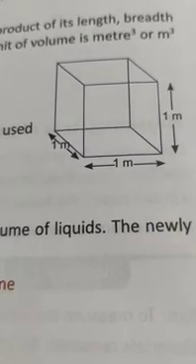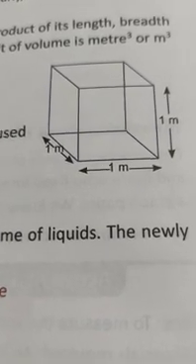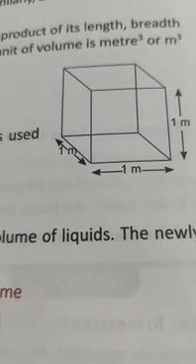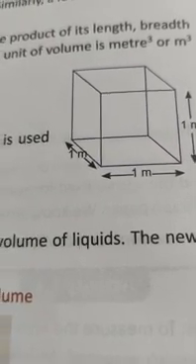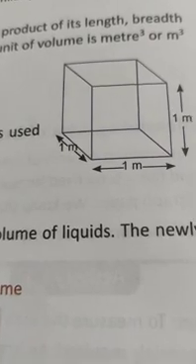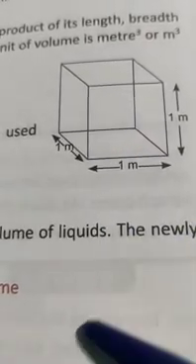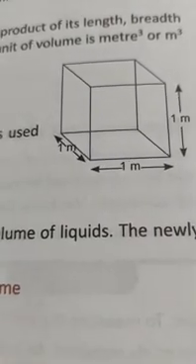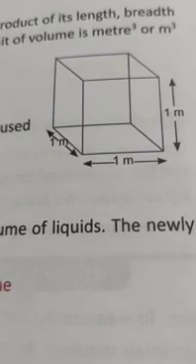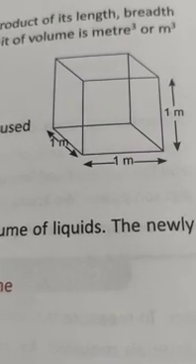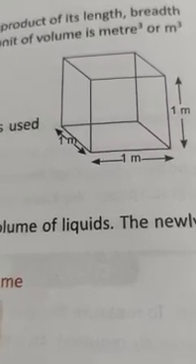So the amount of space occupied by a three-dimensional object is called its volume. Or you can say, what is volume? The space occupied by an object is called its volume. This definition is also easy to remember. The space occupied by any object is called its volume, like a glass, bottle, cylinder, cube, cuboid, your geometry box.